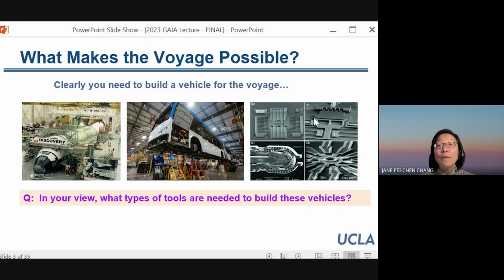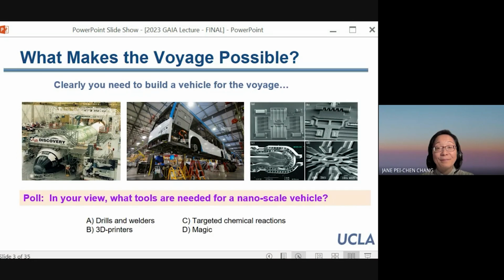If we were to further reduce the dimension of these devices, if we were to push them really down to the nanoscale, in your view, what tools might be needed? And this is where we're going to launch a poll where you just need to make a selection. Okay, I see some answers coming in indicating C.